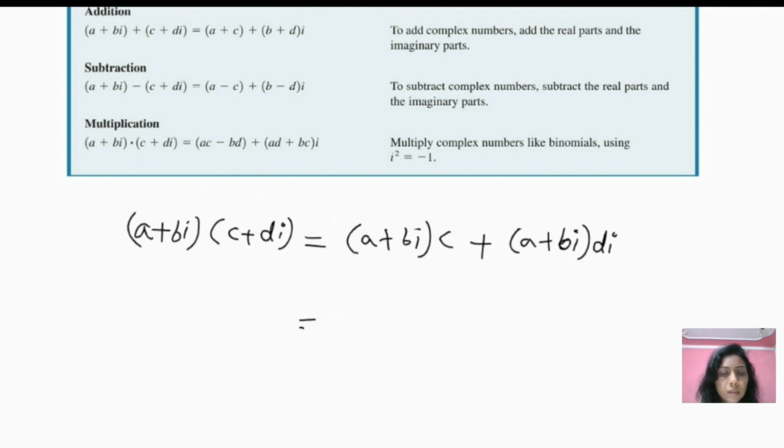Now open the parenthesis and use the distributive property. c multiplied with this parenthesis, so ac, and c multiplied with bi, bci, plus here a multiplied with di, adi, plus bi multiplied with di, so bidi. Okay.